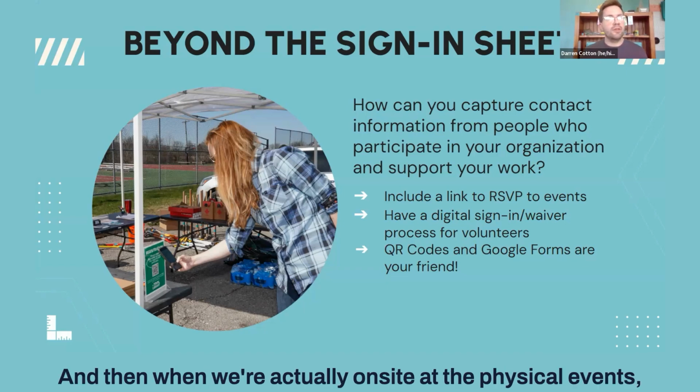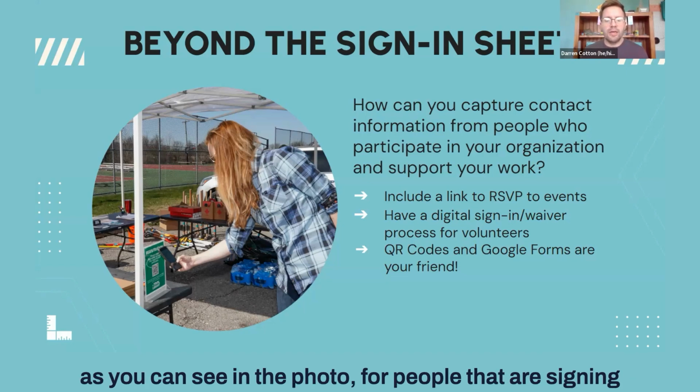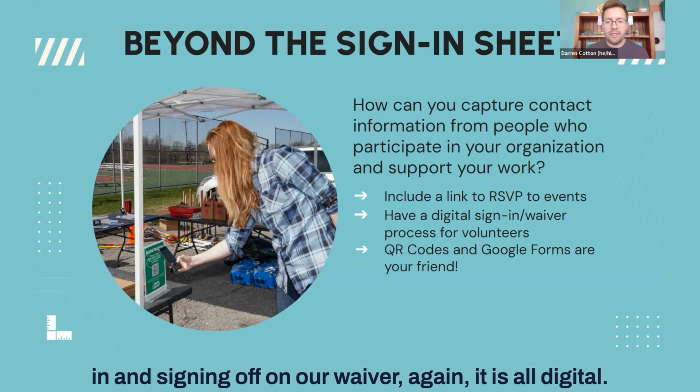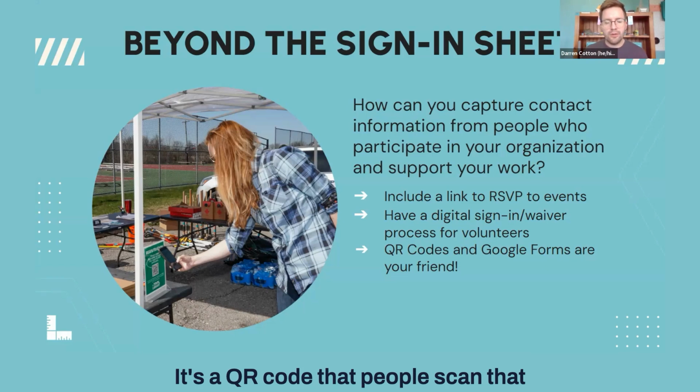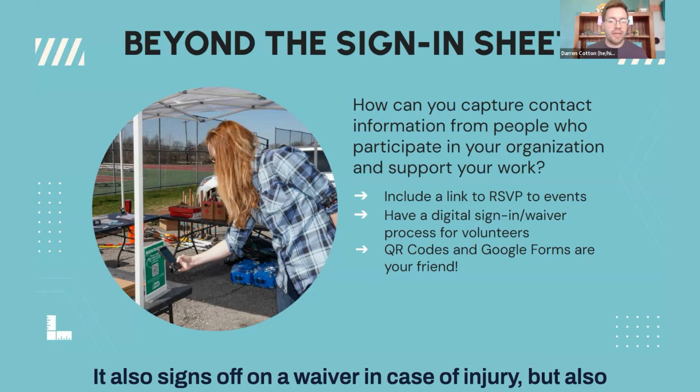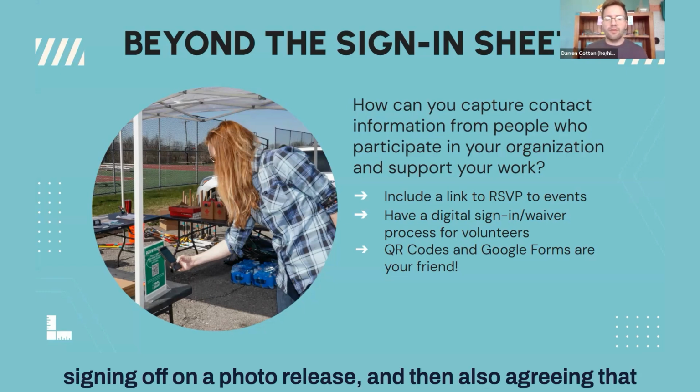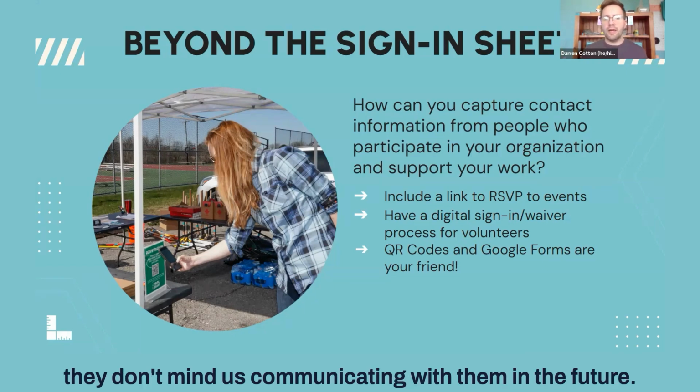And then when we're on site at the physical events, as you can see in the photo, for people signing in and signing off on our waiver, again, it is all digital. It's a QR code that people scan that gets them registered for the day. It also signs off a waiver in case of injury, a photo release, and agreement that they don't mind us communicating with them in the future.